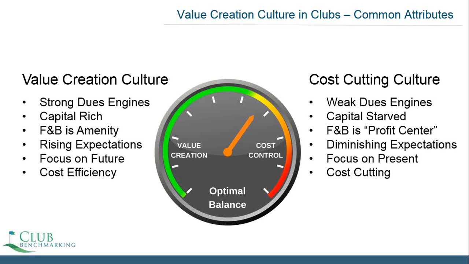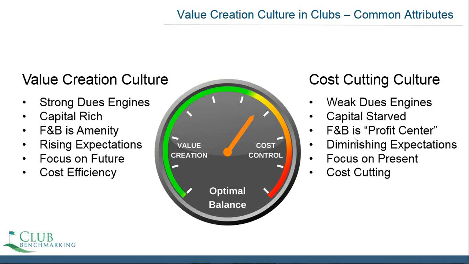They tend to view F&B as the profit center. We know the clubs. How do we make money in F&B? How do we drive profit out of F&B? There's a yellow flag there. That's a club that may not be so oriented on value creation and may be a little bit stuck on that cost management. I won't call it cost cutting. I'll call it cost control.